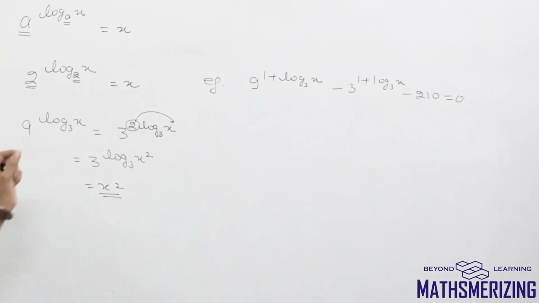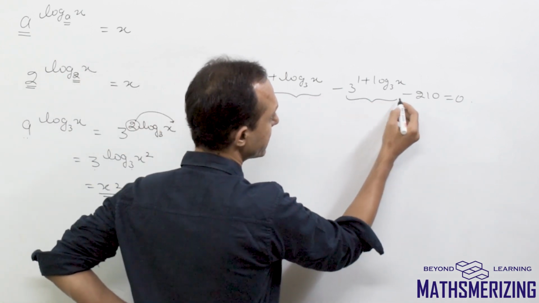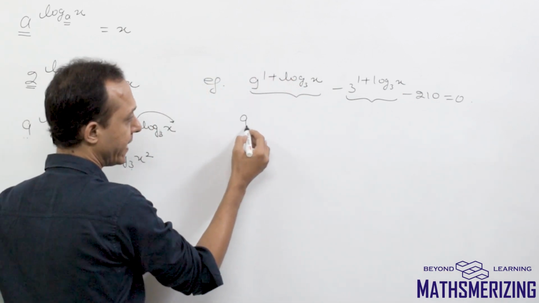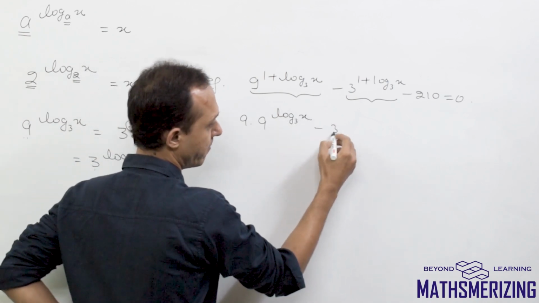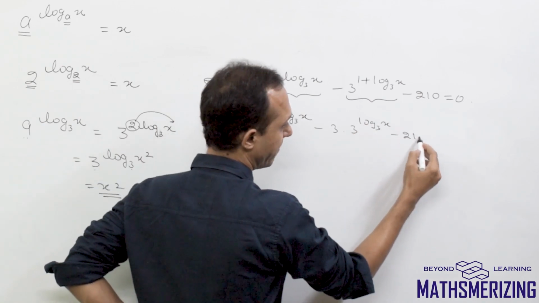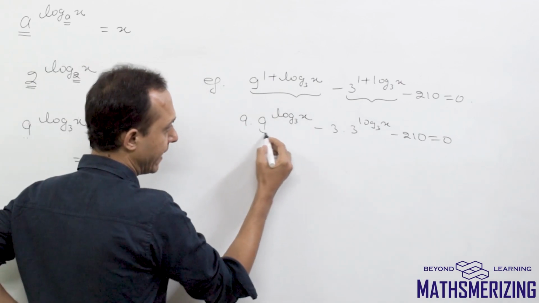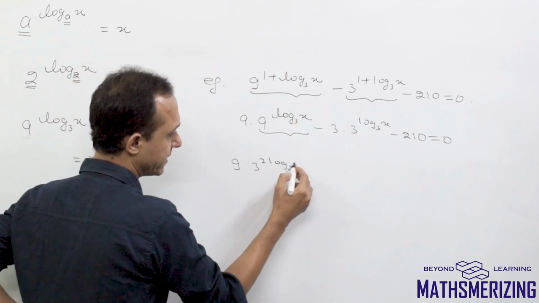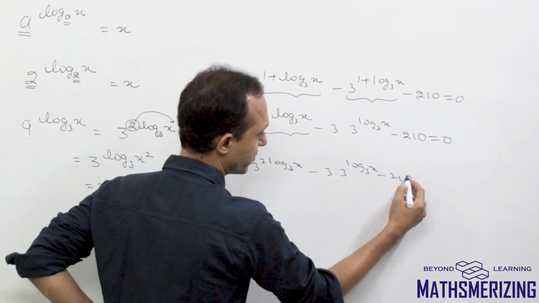So let us take an example. The question is 9 to the power 1 plus log x base 3, minus 3 to the power 1 plus log x base 3, minus 210 equals 0. So I can write it as 9 into 9 to the power log x base 3, minus 3 into 3 to the power log x base 3, and then minus 210 equals 0. Now I can again write this 9 to the power log x base 3 as 3 squared to the power log x base 3, and this is 3 to the power log x base 3, minus 210.